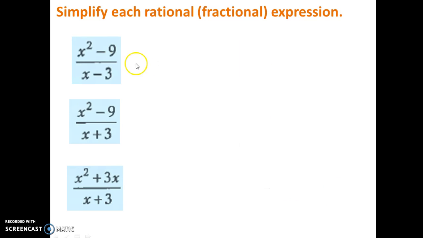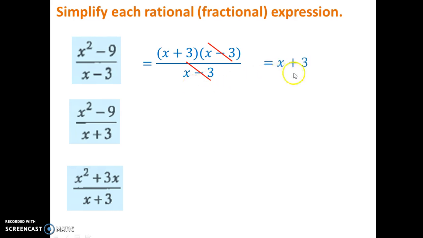Let's look at a few more here. Now these ones will require factoring. We have x squared minus 9. You may recognize this as a difference of squares. That factors into x plus 3 times x minus 3. On the bottom, we still have this. So now you look at this, and you think, what is a common factor, top and bottom? Well, we have that common factor of x minus 3. Those can be canceled. That means this simplified fully is x plus 3.